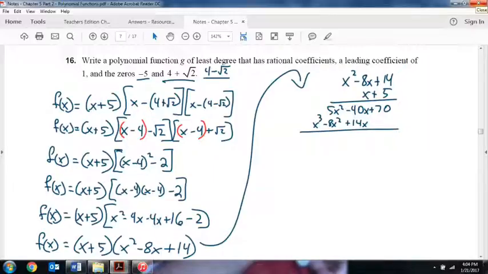Here we go. And then bring everything down. So, in this case, f of x, to get those roots, you're going to have is equal to x cubed minus 3x squared minus 26x plus 70.